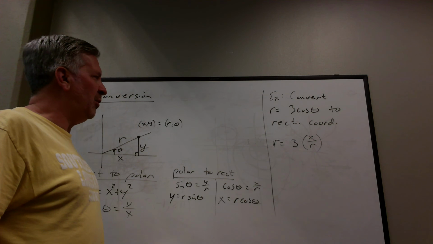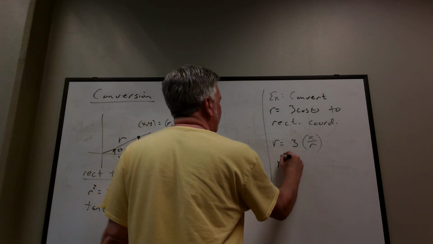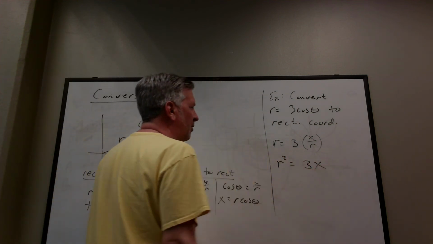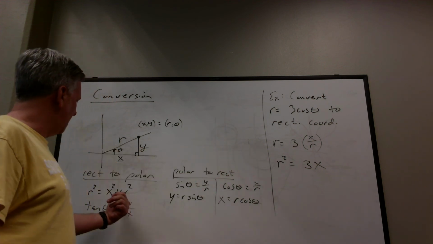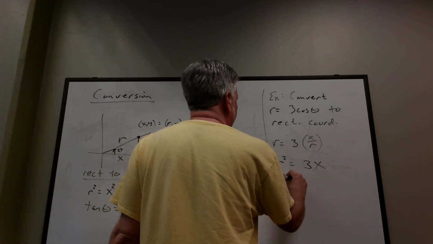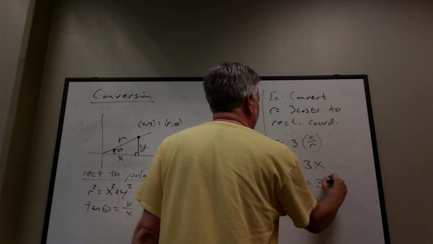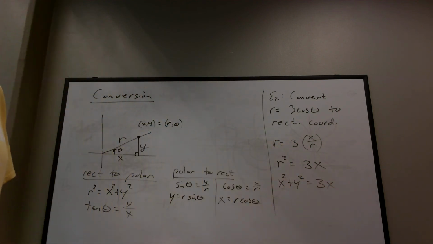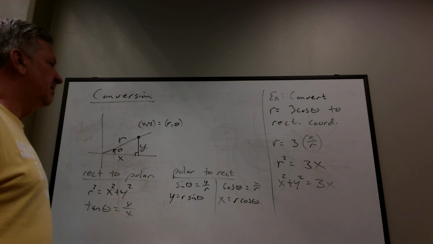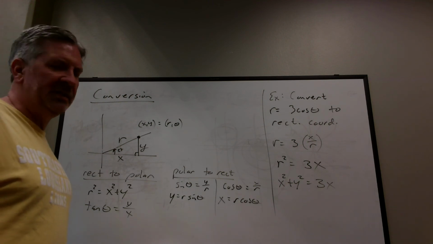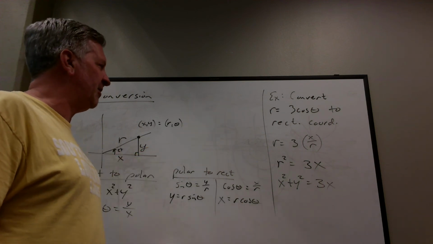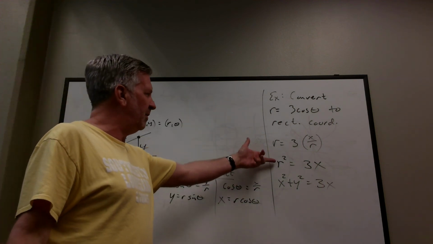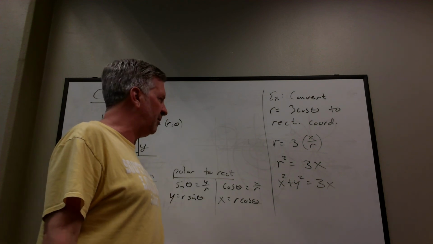Now if you multiply both sides by r, you get r squared is 3x. And notice I don't have to worry about the plus or minus on that r, because now I have r squared, and r squared is x squared plus y squared. So that makes it a little bit easier. Sometimes it's easier to leave just the r in there until you actually get down to the nitty gritty. And if you just have an r, you can replace it with the plus or minus.